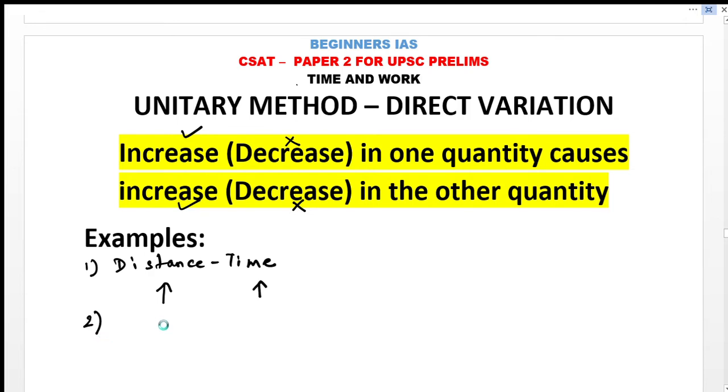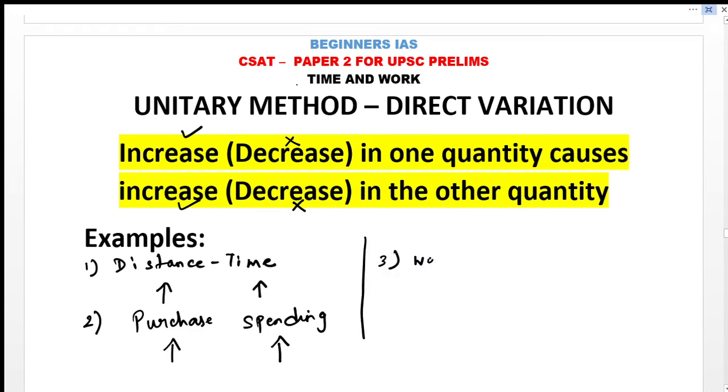Number two, with respect to purchase and spending. If you have more money, automatically your spending will be more. If you purchase products for a family and the festival time increases, automatically the spending limits also increase. So let us see one more example with respect to work time.